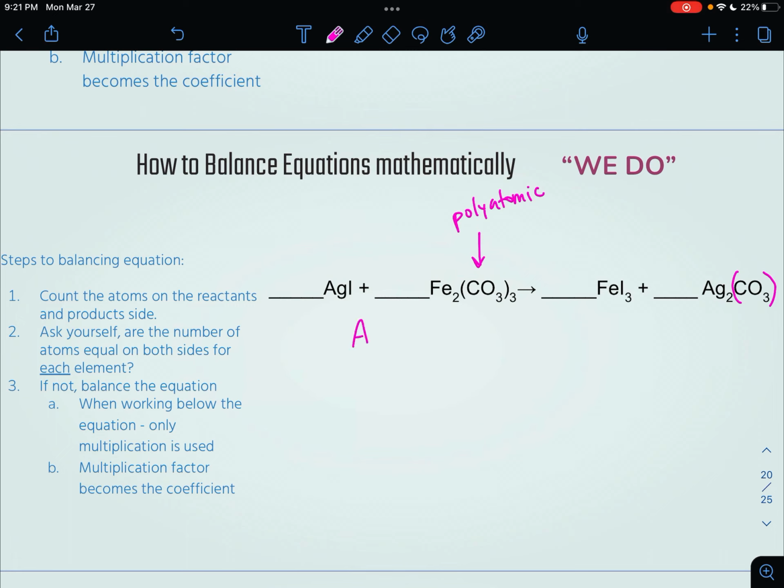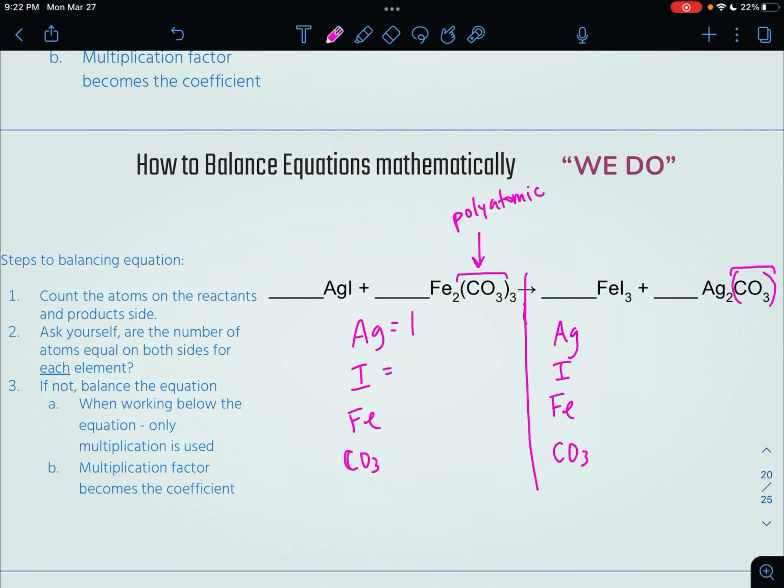If I was to count out everything that I have, I'm going to treat that CO3 like it's one thing. It's going to make it a little bit easier to count rather than trying to treat it like carbon and oxygen separately. So I have 1 silver, 1 iodine. I have a little 2 there for the iron, and then the CO3, we have a little 3 on the outside of the parentheses. So that's telling me we have 3 of those.